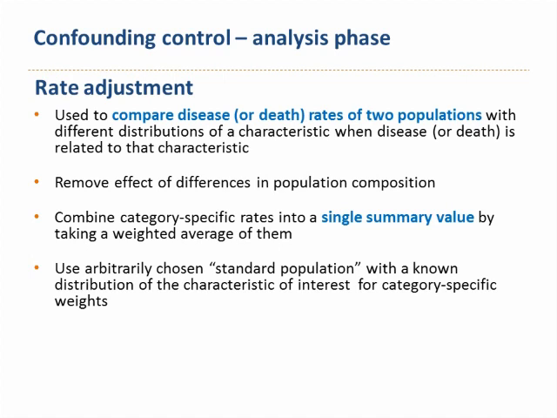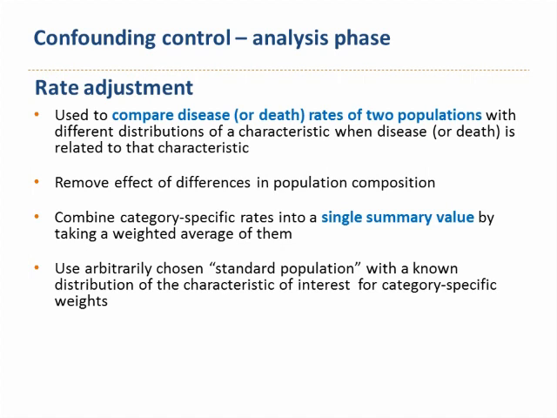You may choose to adjust your rates as opposed to conducting stratum-specific analyses when you want to have one single summary measure of excess risk rather than reporting separate measures of excess risk for different strata of the confounder.